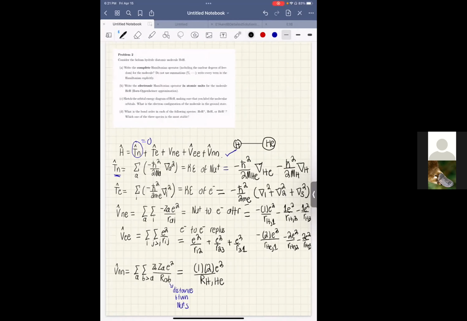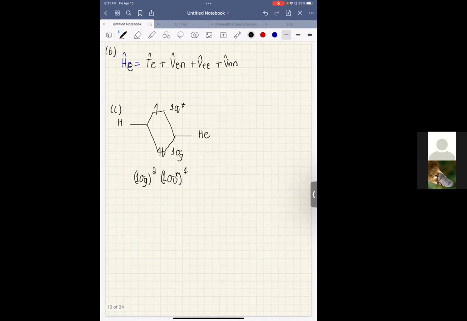All right, it is asking you for the bond order between all these. So let's start with the bond order for regular helium hydride. That's going to be 2 electrons in the bonding and 1 electron in the antibonding. So it's going to be 2 minus 1 over 2, and that's going to be equal to 1/2.